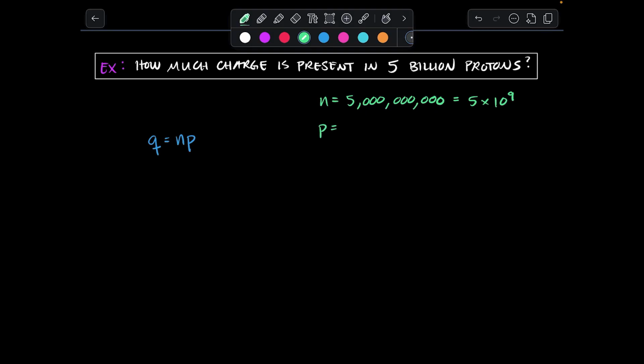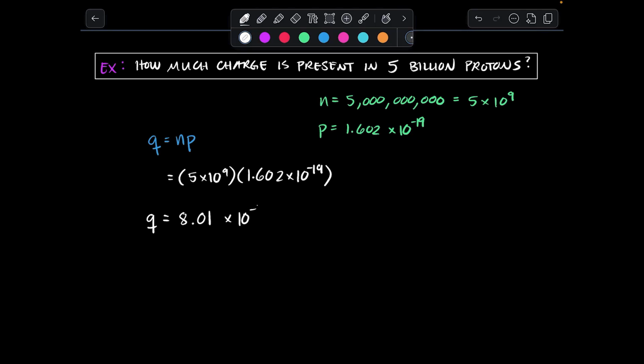The electronic charge per electron is 1.602 times 10 to the power of negative 19. In a similar way, we multiply 5 billion times 1.602 times 10 to the power of negative 19. And here we get 8.01 times 10 to the power of negative 10 coulombs. And this is our final answer.